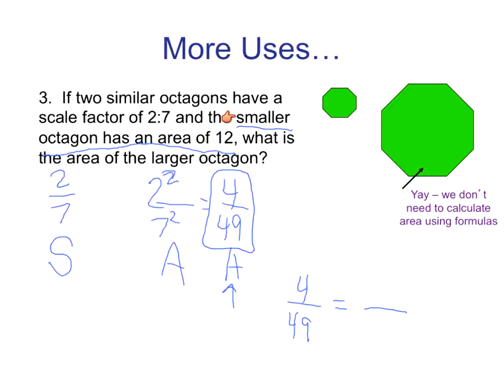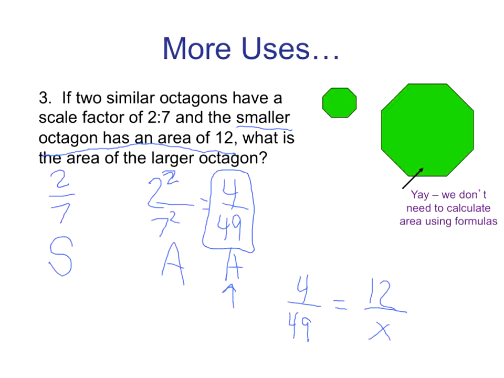If the 12 is smaller, it's telling me the smaller octagon has an area of 12. Would 12 go on the top or the bottom? The top. Good job. Let's put in a 12. It's asking what's the area of the larger. That means I don't know the larger, so that one's going to be an x.